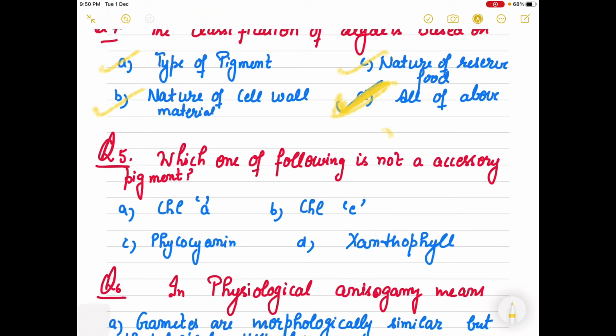Which one of the following is not an accessory pigment? Students very often do not read what has been asked. Accessory pigment, not accessory pigment. Phycocyanin, chlorophyll E, xanthophyll, these all are accessory pigments. The correct option will be chlorophyll A, because chlorophyll A is not accessory. It is the main pigment.